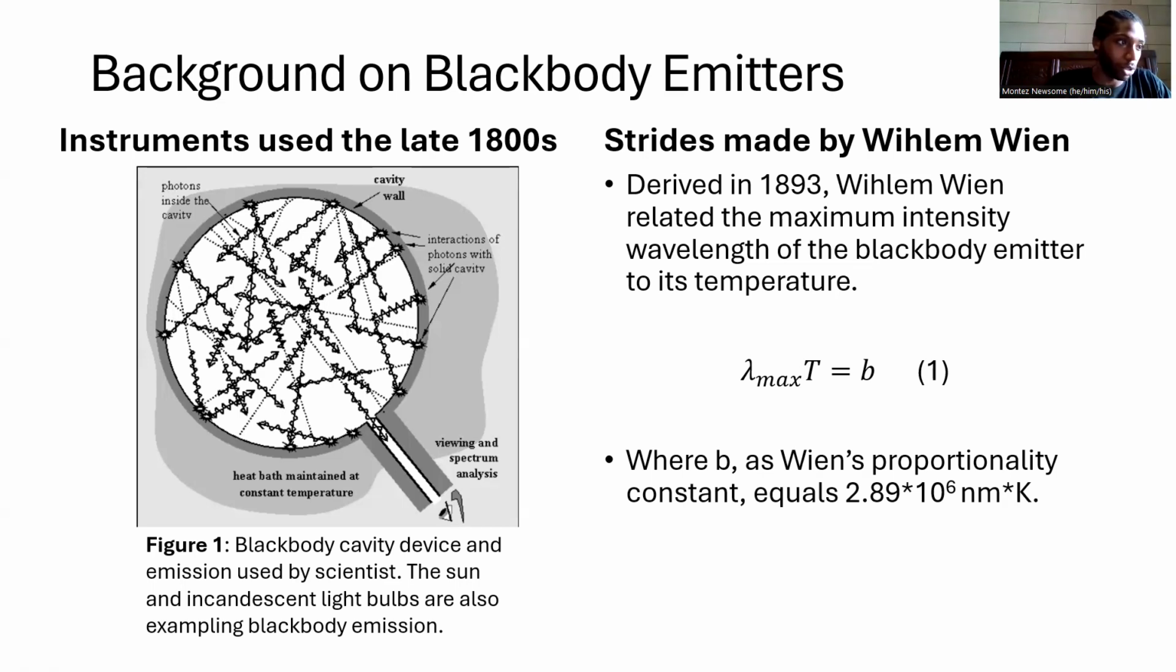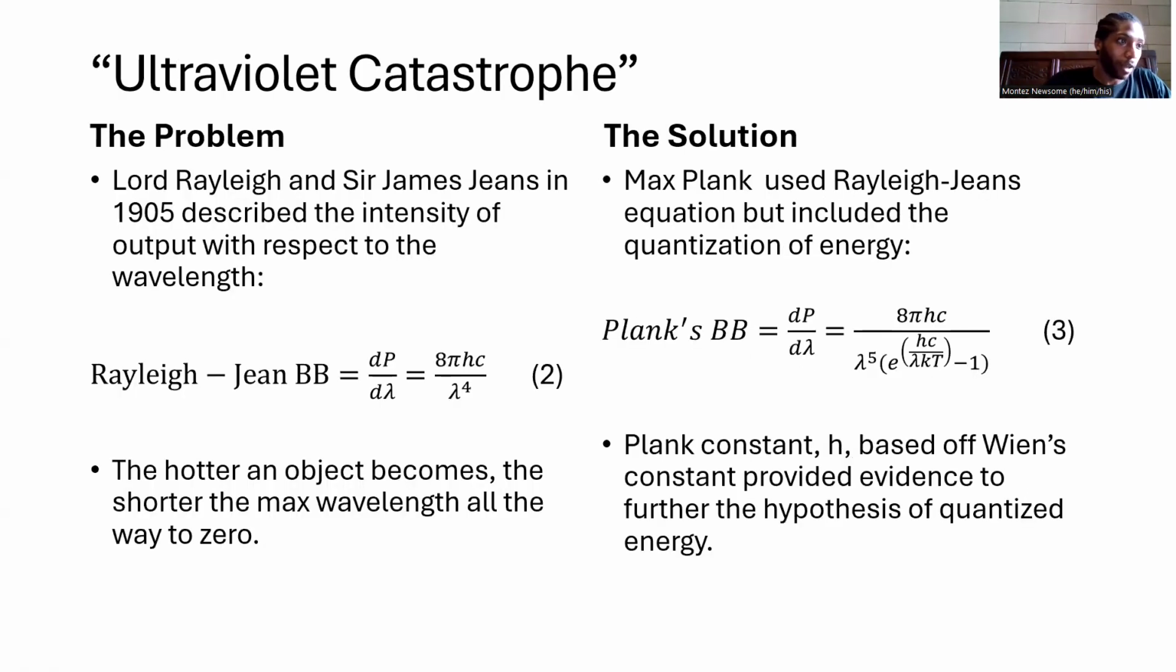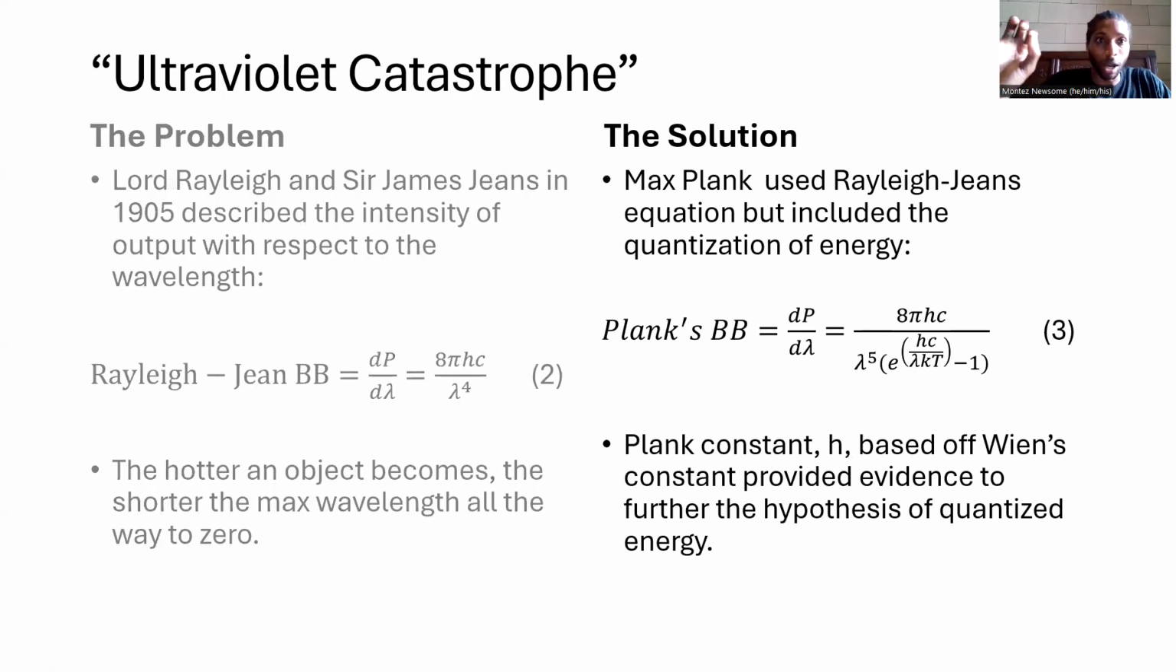constant, which the value is shown below. And finally, to the mathematical relationship of quantized energy levels in one electron system, where it could show that the solution to the ultraviolet catastrophe was Planck's black body shown in equation 3 that includes Planck's constant based off Wien's constant.